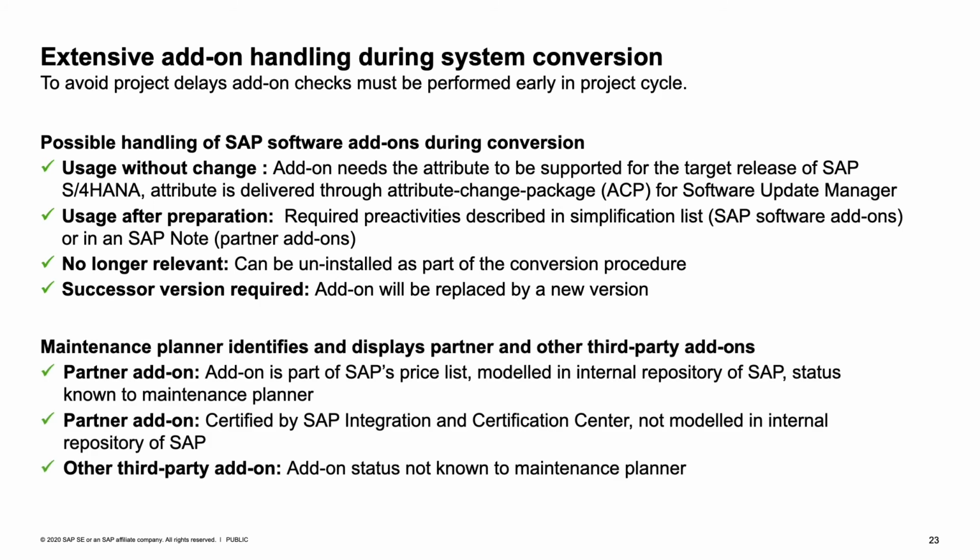Checking the third-party and partner add-ons is also critical, and it should be done well in time, as I mentioned. So Maintenance Planner identifies and displays partner and other third-party add-ons and also indicates the certification status. It also provides all the relevant notes and links here to get more information and take the necessary steps.